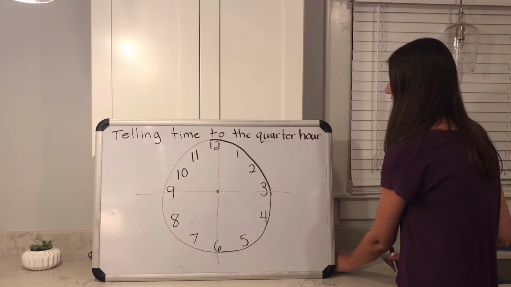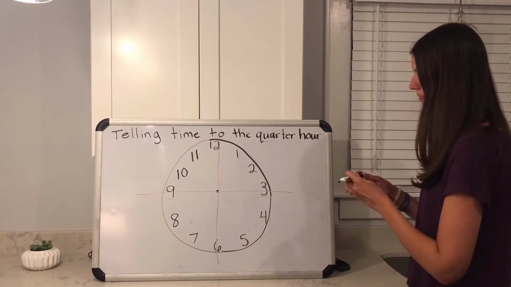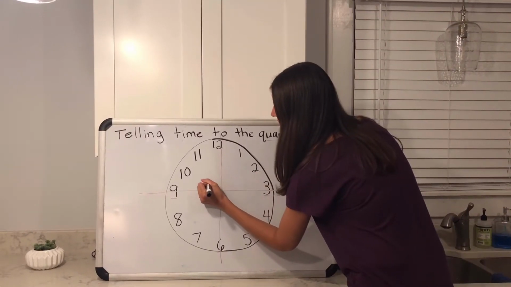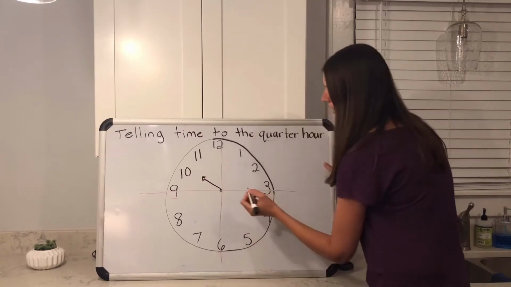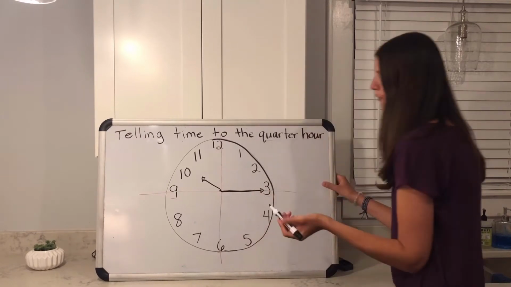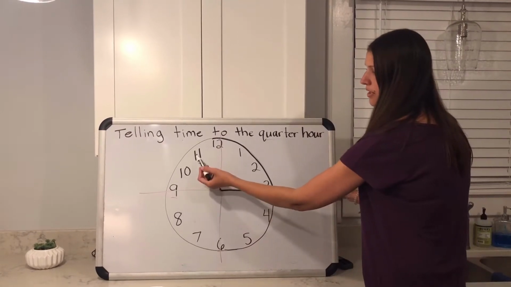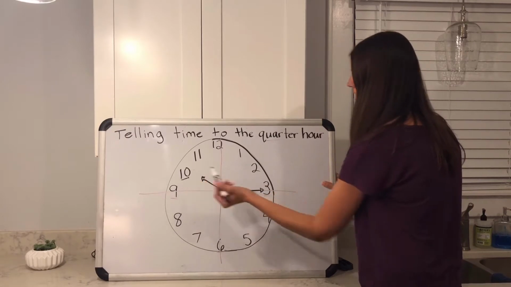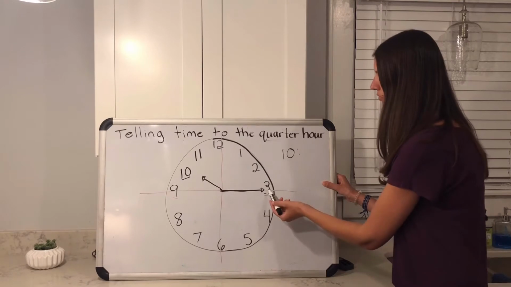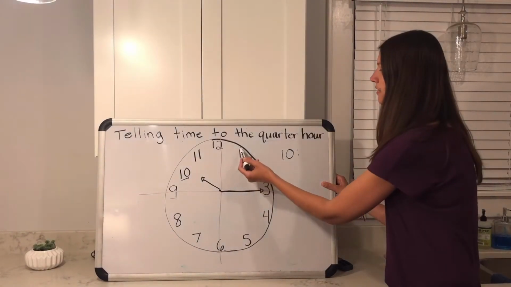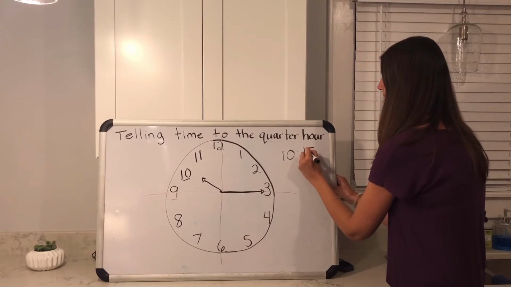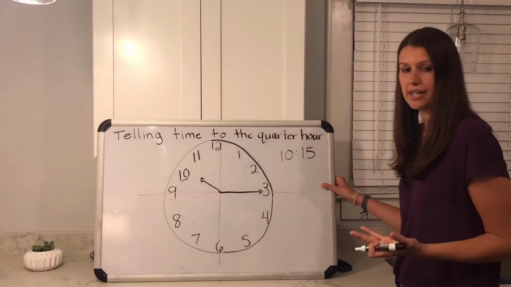So let's say our hour hand is pointing a little bit past the 10, and our minute hand is pointing at the 3. We know first we look at the hour hand, we see it's between the 10 and the 11, so we go back to the 10, and we would write our time as 10. And then for the minutes, since it's right on one of the numbers, we can count by 5s: 5, 10, 15, and we know that it is 10:15. So that's one way of saying this time.